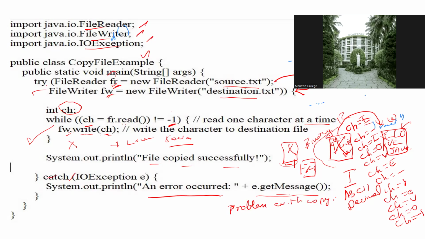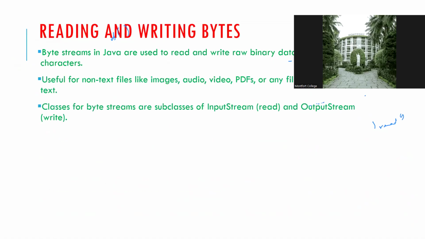So it's based on the error. Okay, something it will print. So this is all about reading and writing operation in the file reader and file writer. Coming to the next one, reading and writing bytes.